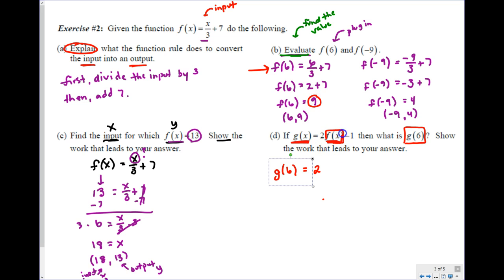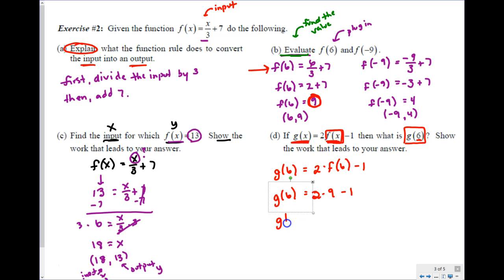So when I see this 2 times f of x, this g of 6, in fact here, let me write it out. 2 times f of x minus 1, I know what f of 6 already is. What is f of 6? F of 6 is this 9. We already figured it out. So this is like saying 2 times 9 minus 1. Really tricky problem, but you're just taking this 6 and plugging it into your function.